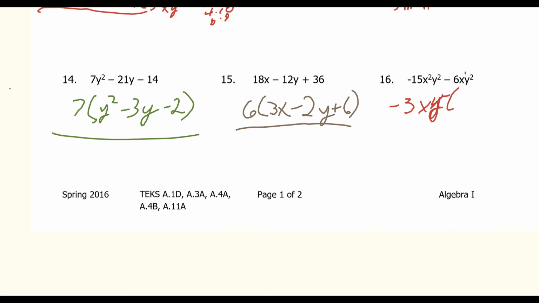let's see, negative 3 goes into negative 15 5 times. Alright, and then let's see, x times x would be x squared. And we don't need to bring over anything for the y squared. Minus, negative 3 goes into negative 6 2 times. It's actually going to be a plus 2. And then xy squared. There we have it. That piece is done.